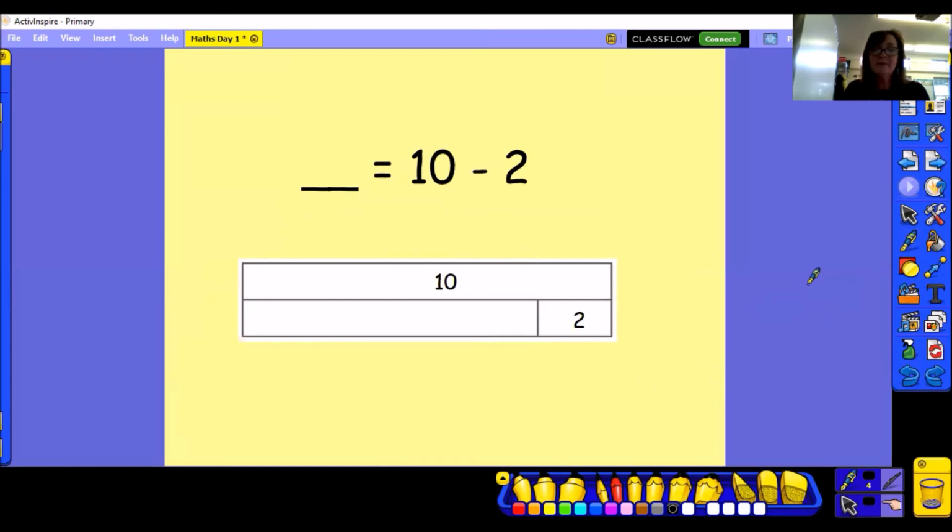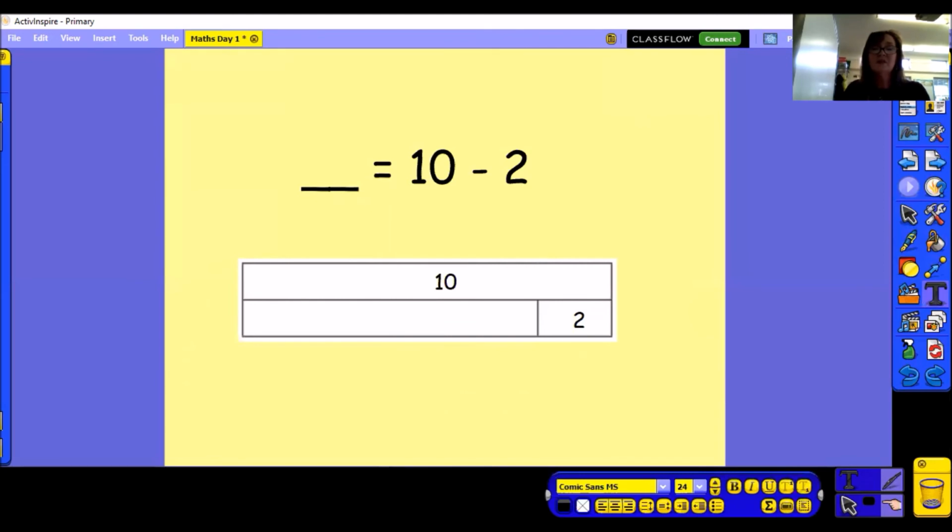Let's have a look at this one. We've got something equals 10 take away 2. Now we can use our number bonds. We know the 10 and we've got the 2. What's going to go here, do you think? Let's have a look. So we know from our number bonds that 8 add 2 equals 10. And so using the bar method, we can put that 8 up here and say that 8 is 10 take away 2.